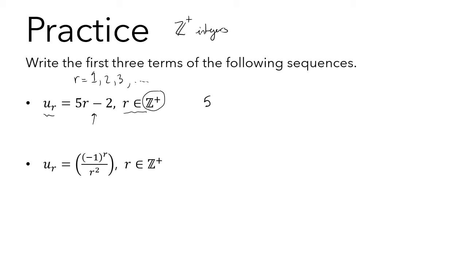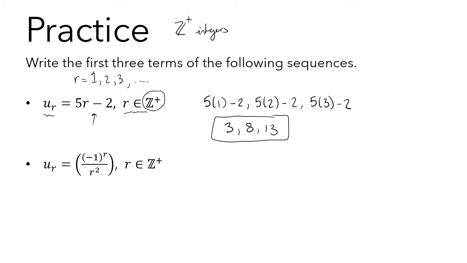So that will be 5 times 1 minus 2, then 5 times 2 minus 2, and 5 times 3 minus 2. We can simplify this. 5 minus 2 is 3, 5 times 2 is 10, 10 minus 2 is 8, 5 times 3 is 15, minus 2 is 13. So these are the first 3 terms of this sequence. Let's try the next one.